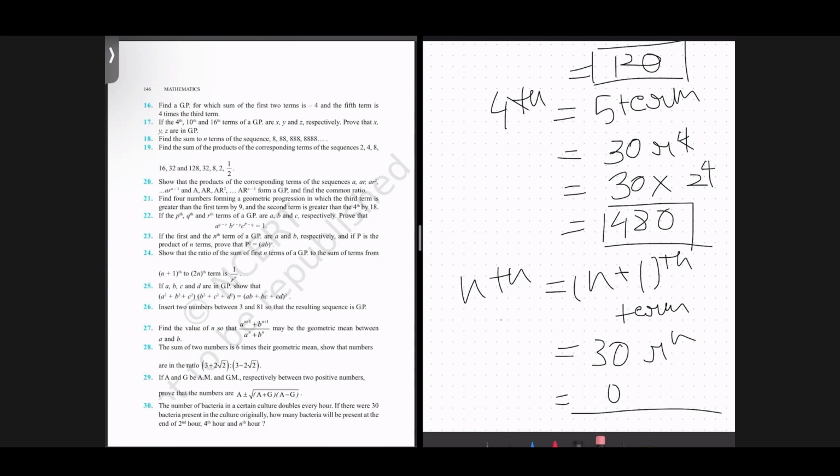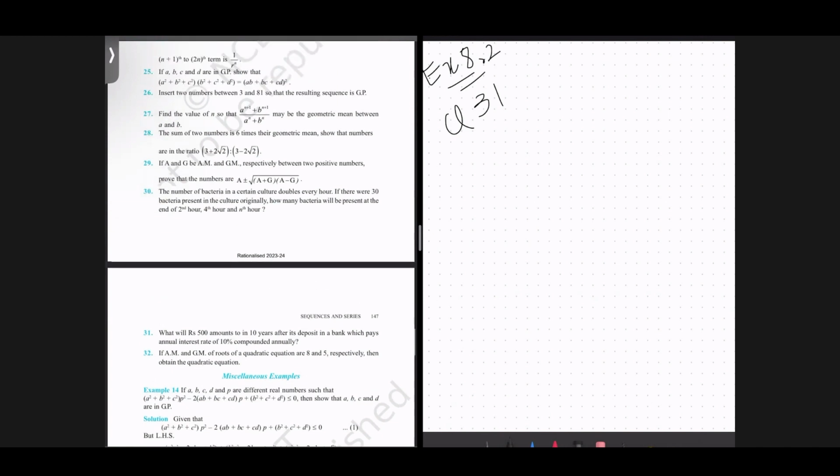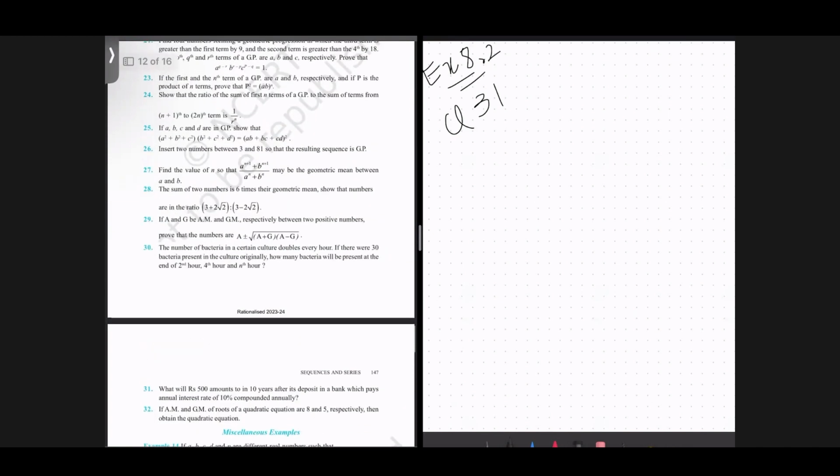Moving on, question number 31. We have been asked, what will 500 amount to in 10 years after it is deposited in a bank which pays annual interest of 10% compounded annually? Correct. So the amount that we are going to deposit, the principal, is going to be 500, right?